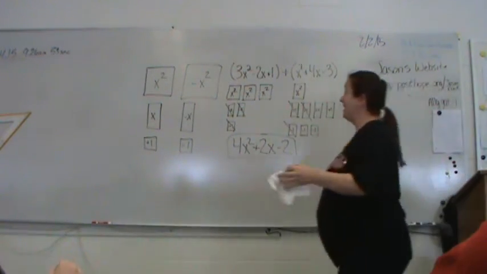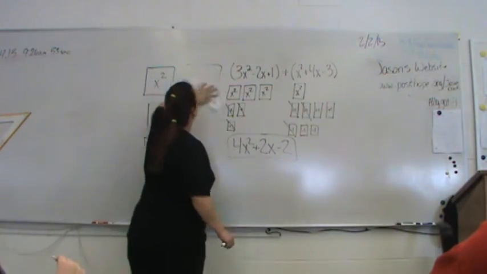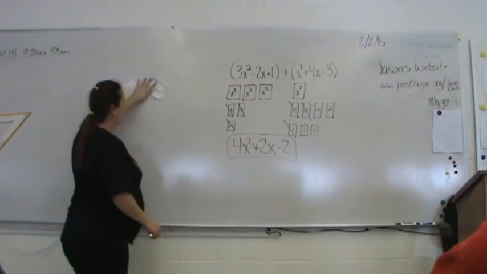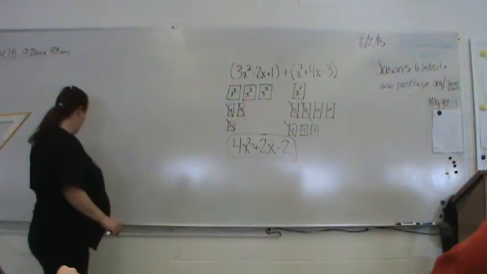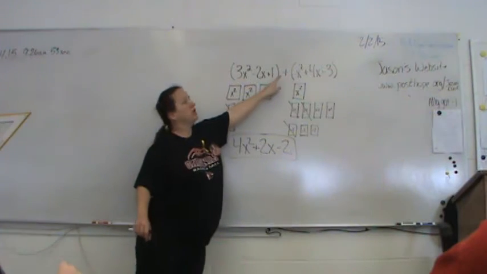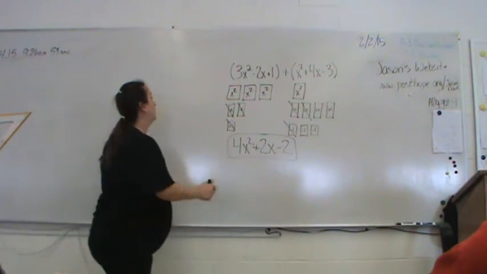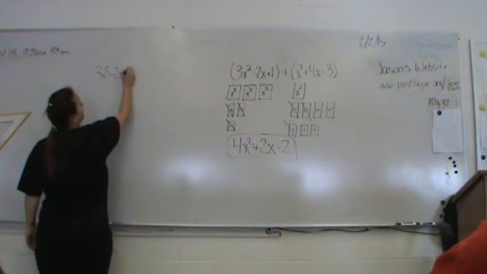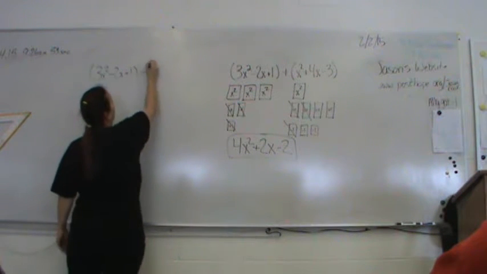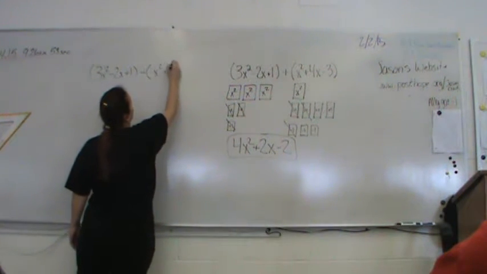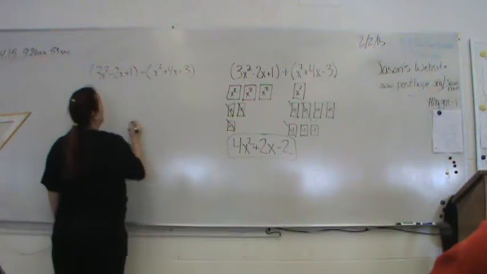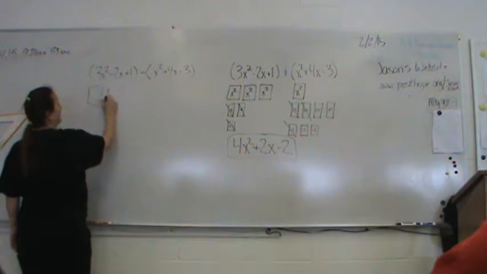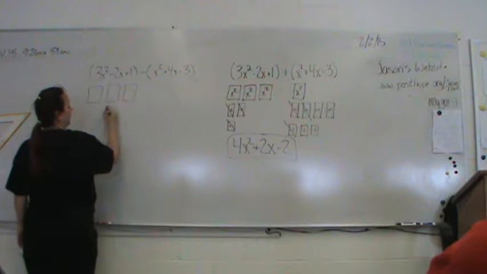Okay, so I did it how they originally gave it to me, and now I'm going to do it the opposite. Which means I'm changing this sign. So I'm going to write it as 3x squared minus 2x plus 1 minus x squared plus 4x minus 3. These tiles don't change.